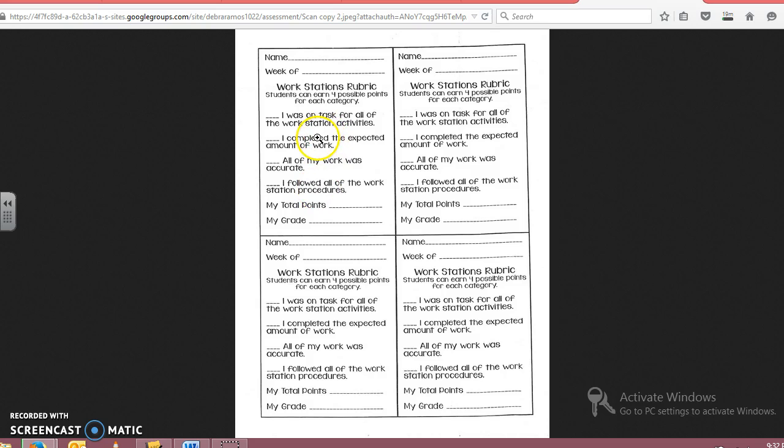What I have them do is turn it over to the back and write every day of the week, Monday through Thursday, because Friday is actually our test day. And they have a chance to earn 4 points per day if they stay on task, if they completed their work, if all of their work was accurate, and if they followed our classroom procedures. They have a chance to earn 16 points at the end of the week, and this will be their final grade.